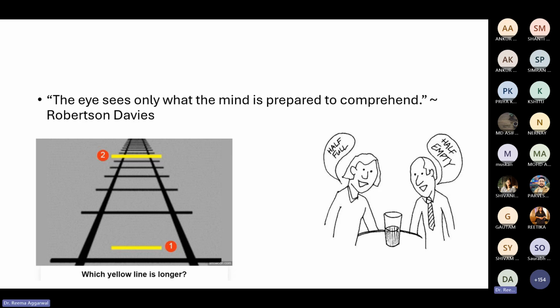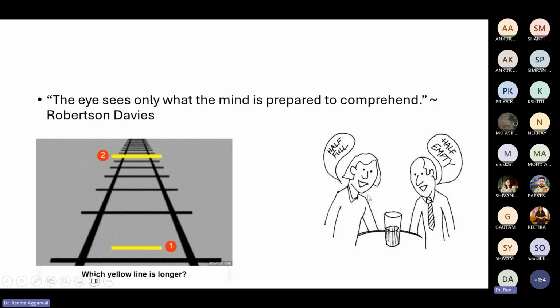So look at this picture. Could you see this picture? Which line is bigger, 1 or 2? So if I will be asking a class, 80% will say that line 2 is bigger than line 1. But in reality, both the lines are of same size. It is only the background, the tracks which are formed, which make the line number 2 look bigger than line number 1. So ये क्या हो रहा है? हमारा नजरिया. So the eye sees only what the mind is prepared to comprehend.